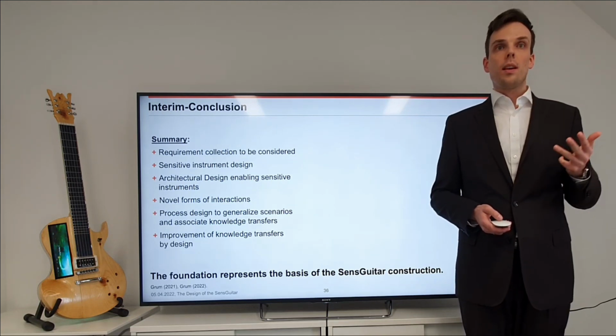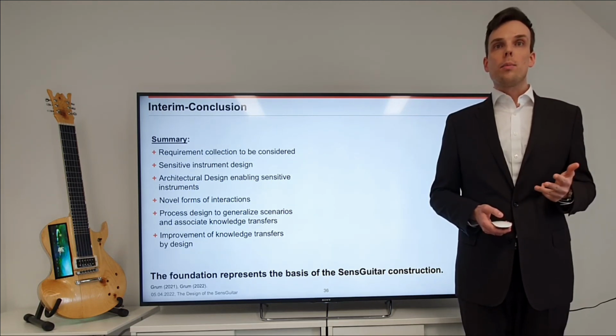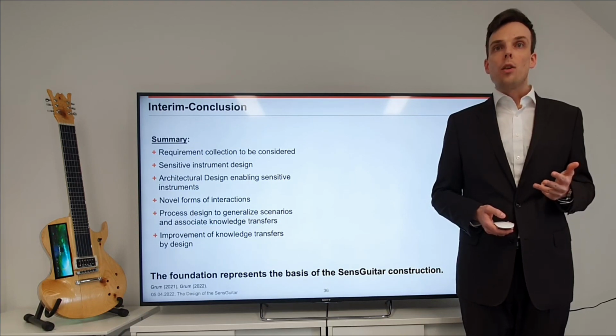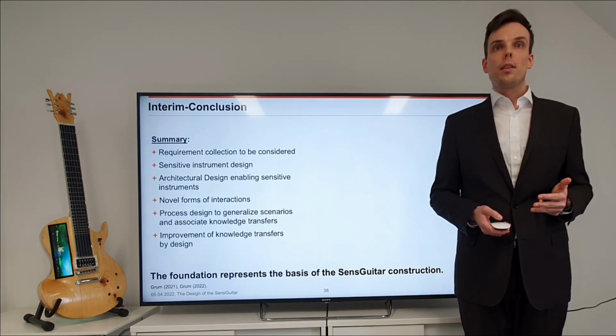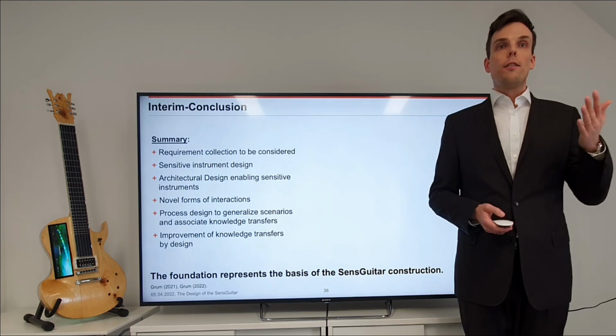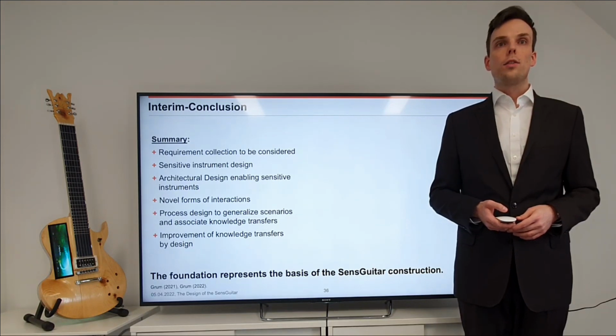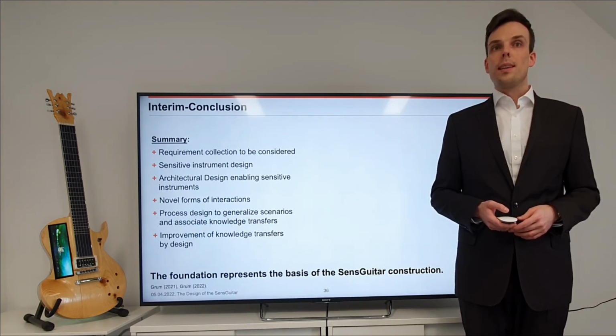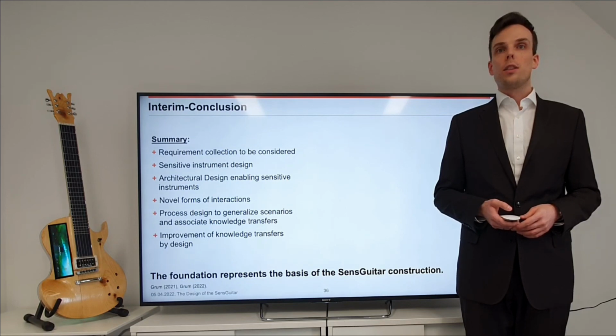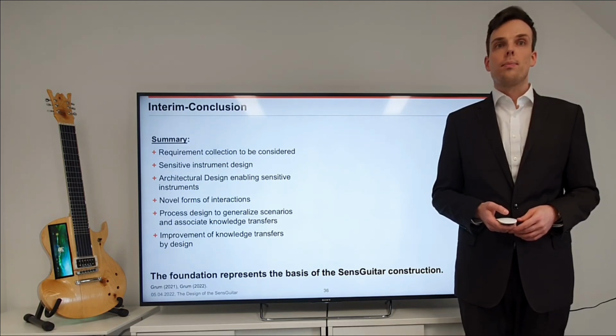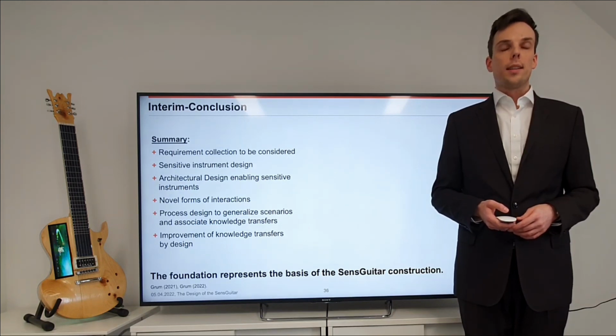We have clarified the concept of knowledge transfers, how to improve guitar learning with the aid of the SensGuitar. Finally, we have focused on the abstracted novel process designs to generalize scenarios and associate knowledge transfers. These are designed to realize knowledge transfer improvement by design. So, we are best prepared for building on this and we can focus on the demonstration next.